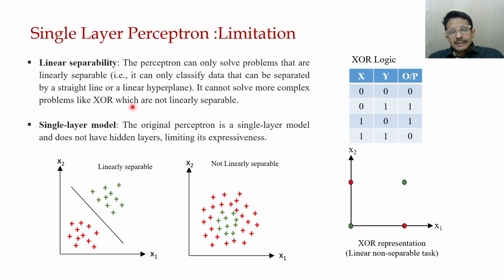So the perceptron can only solve the problems that are linearly separable. More complex problems are not linearly separable. So here it is a linearly separable problem, so there is a boundary between these two. This is linear. But here, is there any linear separating line? So it's non-linearly separable.